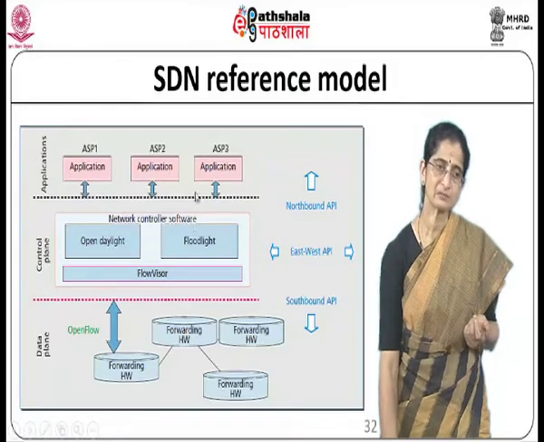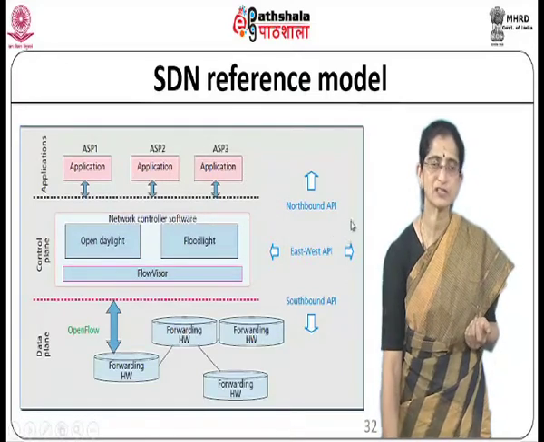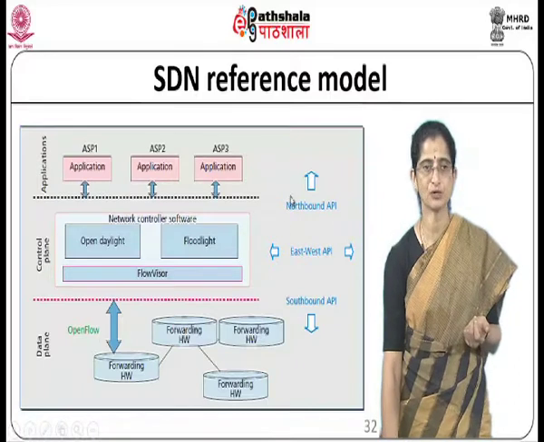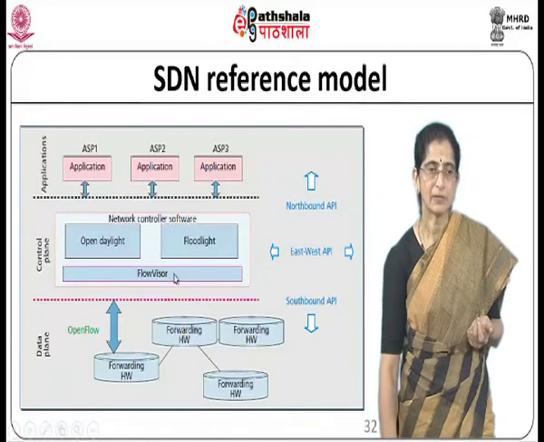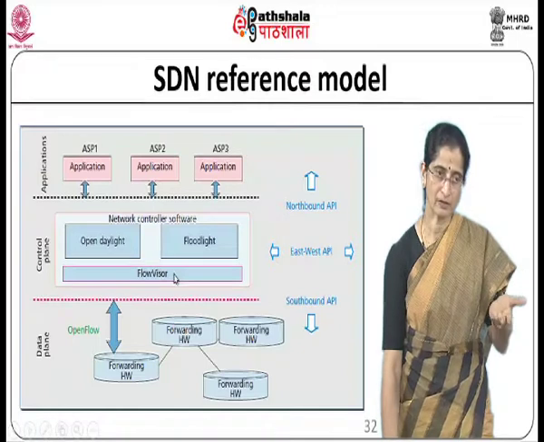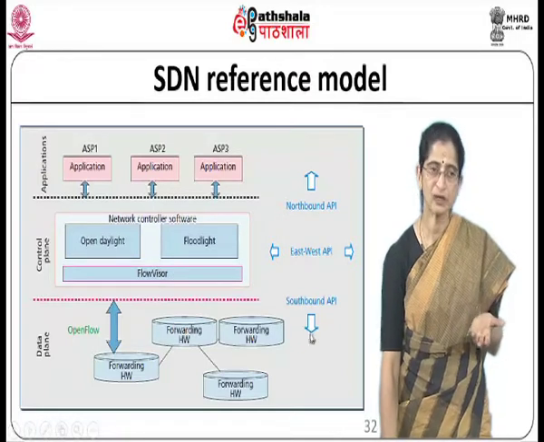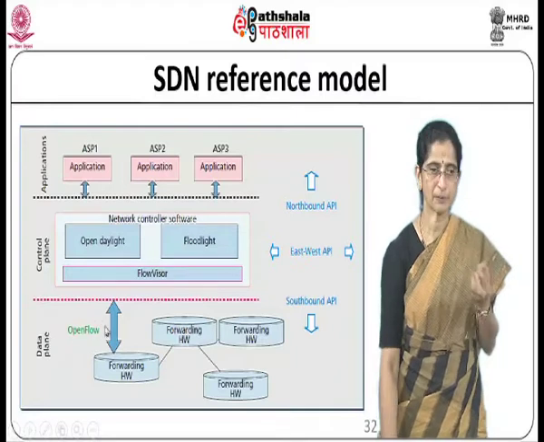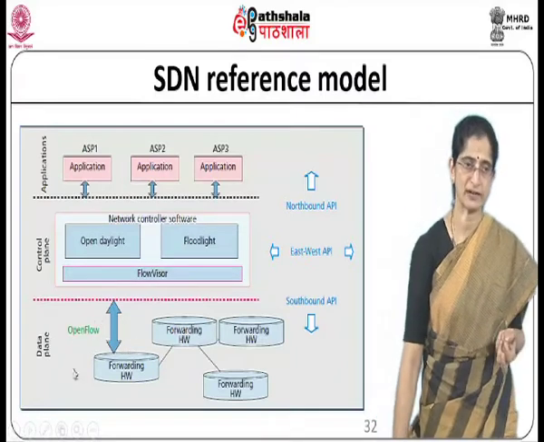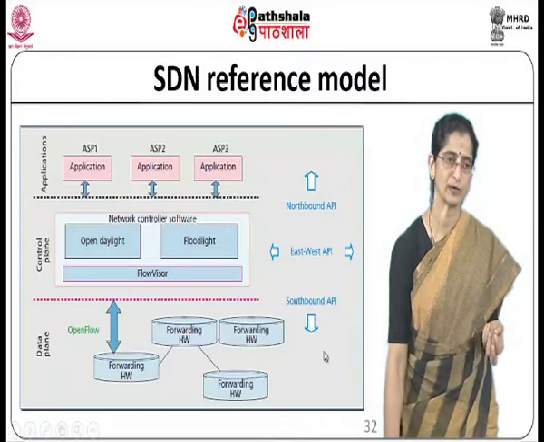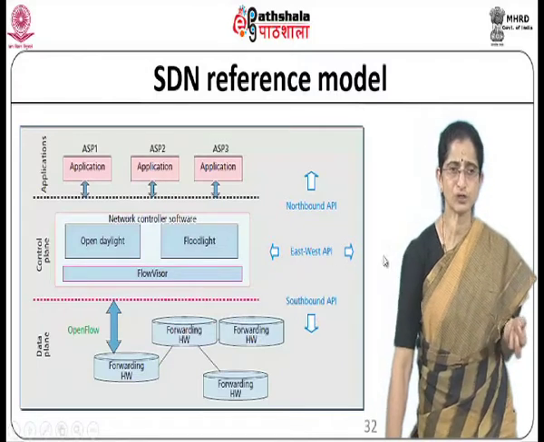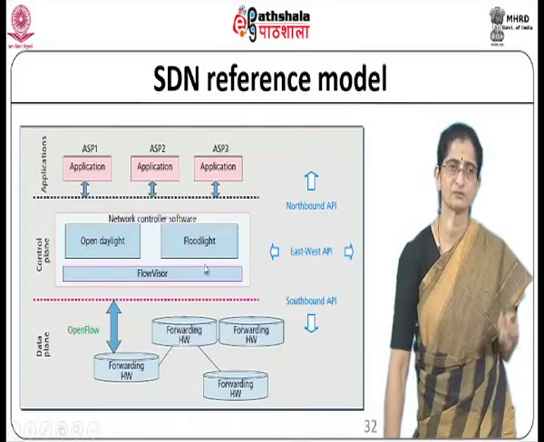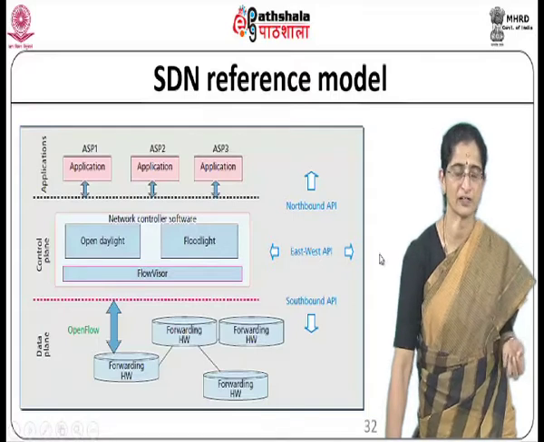Between the control plane and the applications, you have a well-defined API which is called the northbound API, and between the control plane and the data plane you have a southbound API. The standard that has been proposed for this is the OpenFlow standard. That is the one being used for the southbound API. And of course, you also have an east-west API, which is for different controllers to talk to one another.